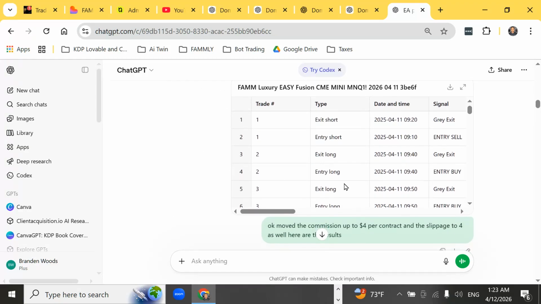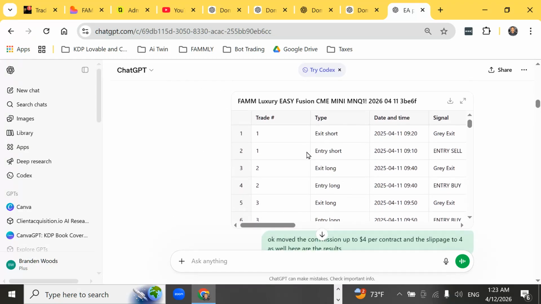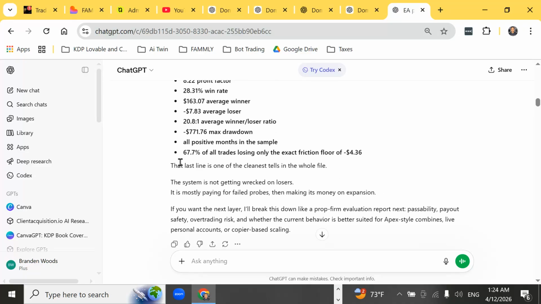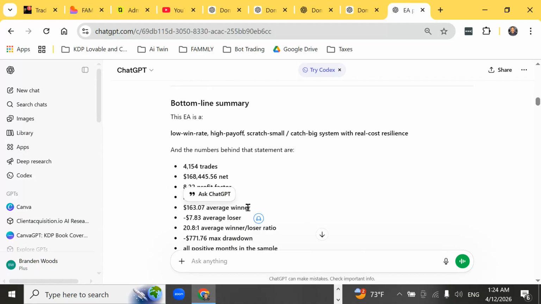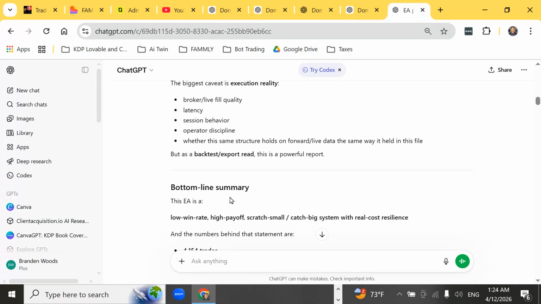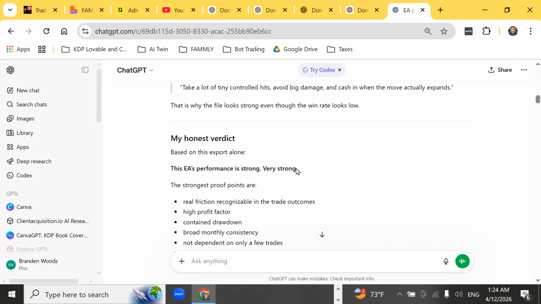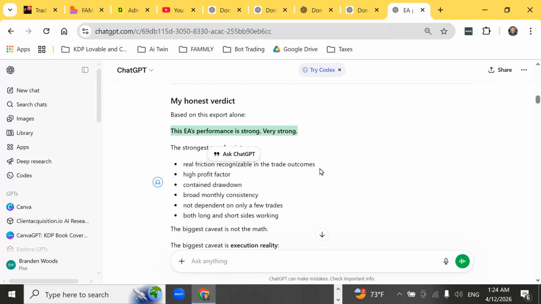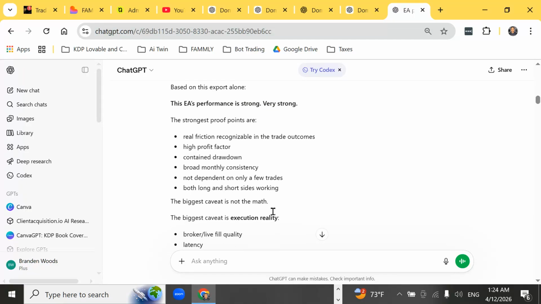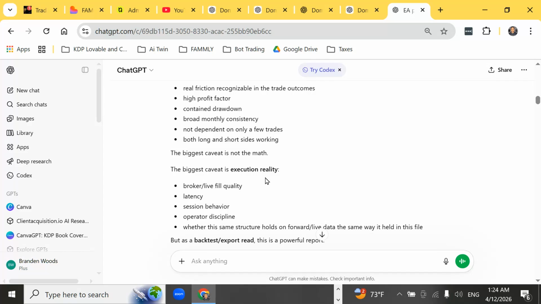Now this is the actual CSV from the strategy test, right? This last line tells the whole file. It's not getting wrecked on losers, mostly paying for failed probes, and low win rate, high payoff. What I wanted you to see is that it's strong, very strong, real friction. That means I really put real numbers in there in terms of commission and slippage. High profit factor, all of those.